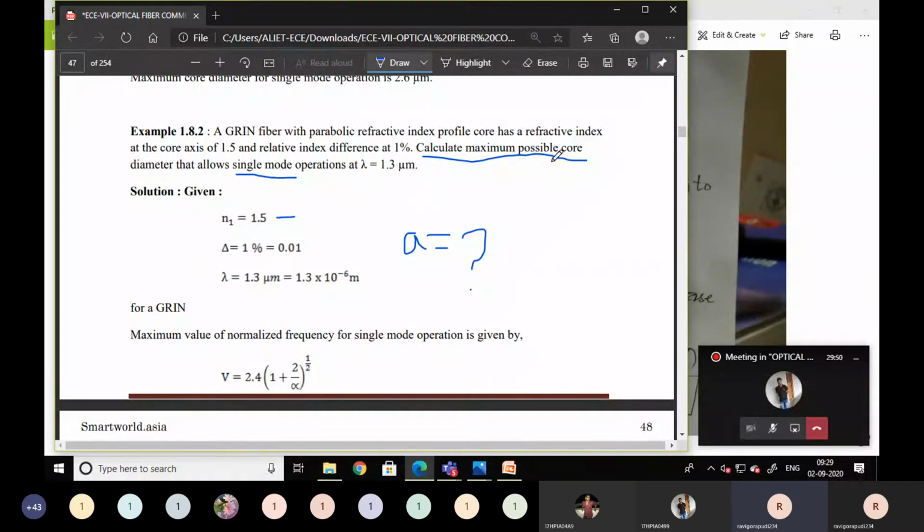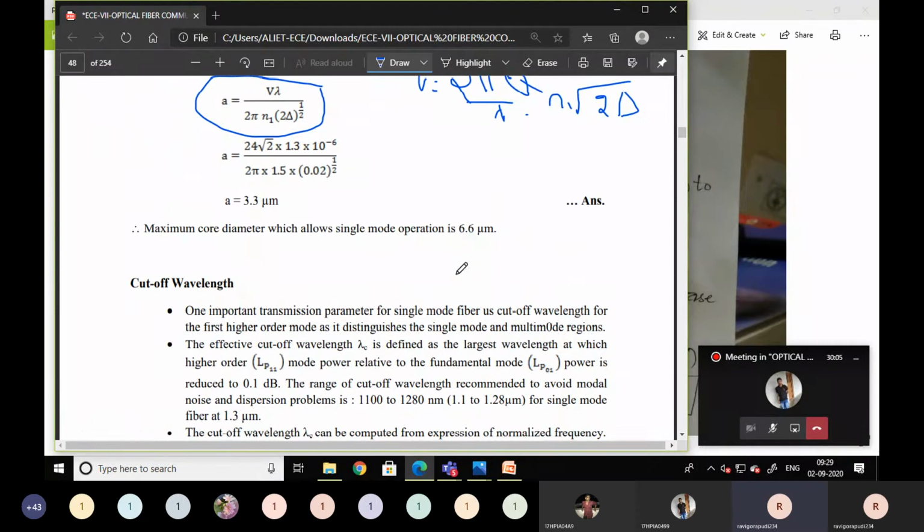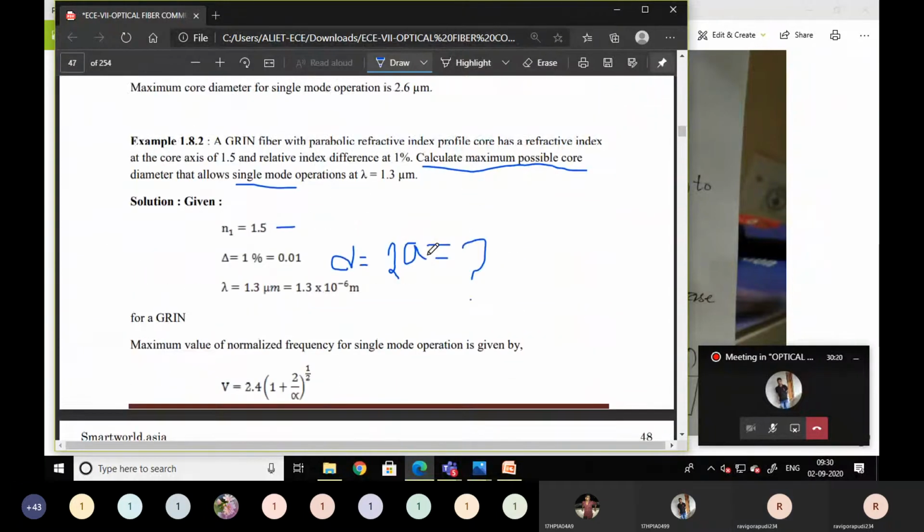But A is not the core diameter, A is the radius. So we have to find the core diameter, that is nothing but 2A. So D is equal to 2A. Then 3.3 into 2, you will get 6.6 micrometer. Finally, you can write this: the maximum core diameter that allows single mode operation is 6.6 micrometer.